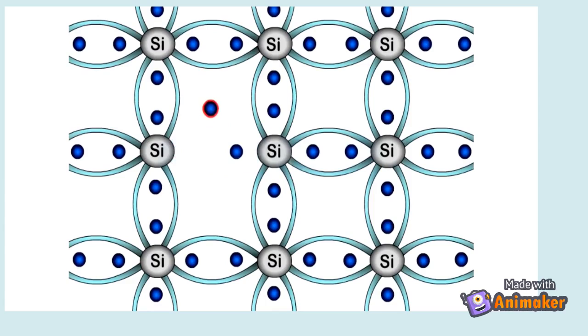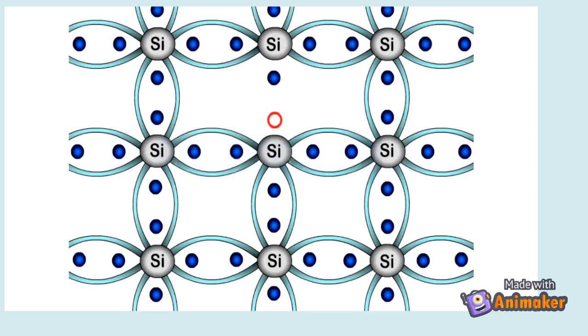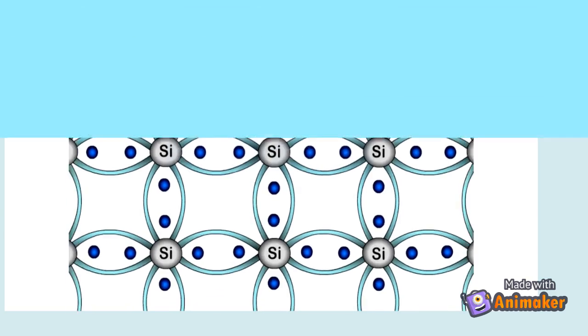However, the bonds are so strong that the electron fails to break the bond at 0 Kelvin, but as the temperature increases the electron absorbs heat energy and is able to break the bond. Once the bond is broken, the electron becomes free to carry the current. We get a deficiency of an electron in the structure, hence there is an empty space.